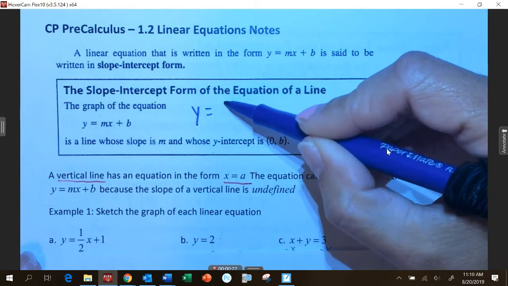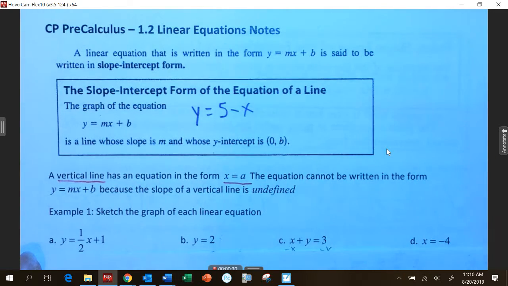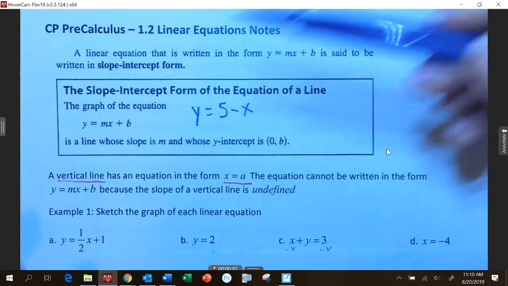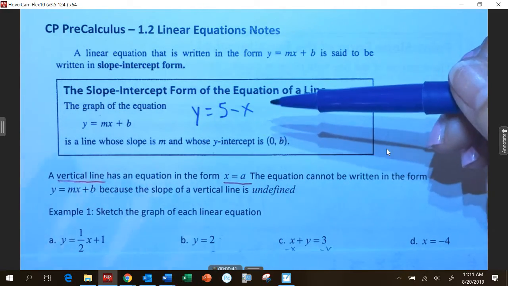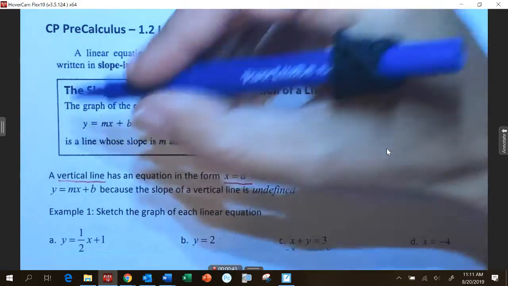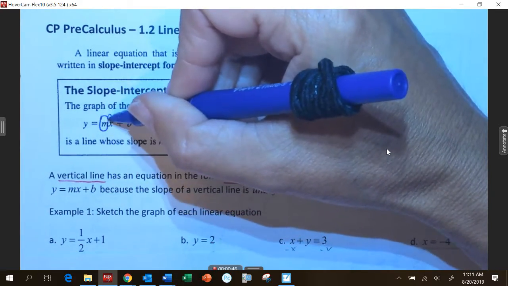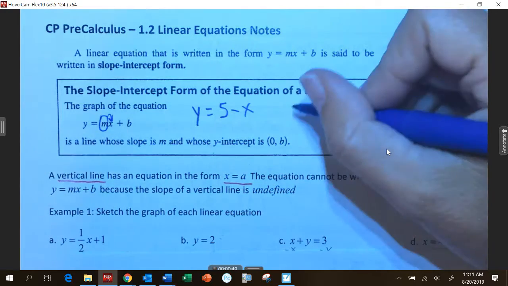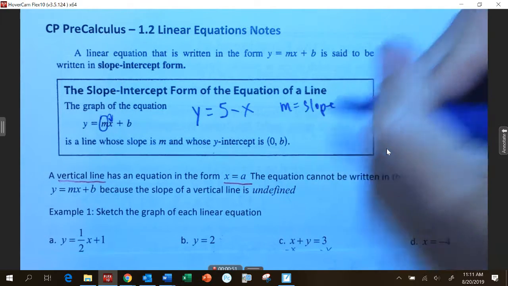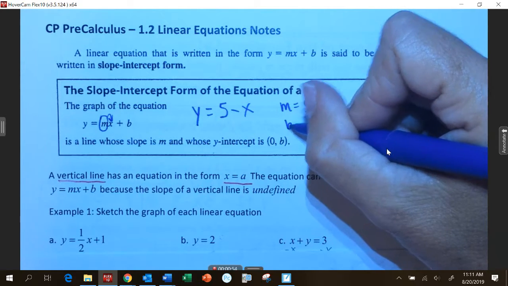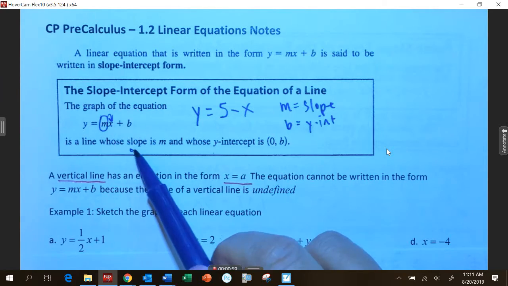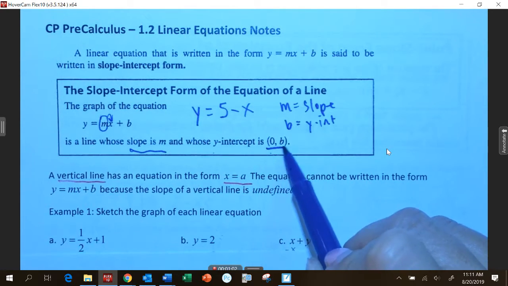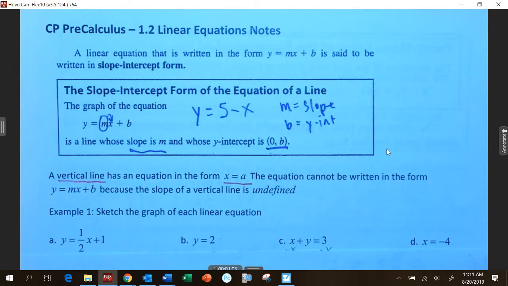Is that always true? Y equals 5 minus x. Does the slope come first? Okay, so I'm just going to say it's slope-intercept because the slope and the intercept are both right there. And if it's in this exact form, then the slope is going to be the number that comes first, being multiplied by the x. So the m is the slope, and the b is the y-intercept, which it literally says right here, and we write the y-intercept as an ordered pair (0, b).